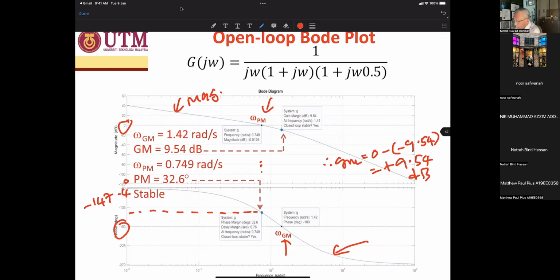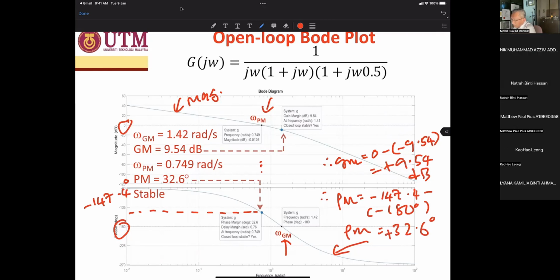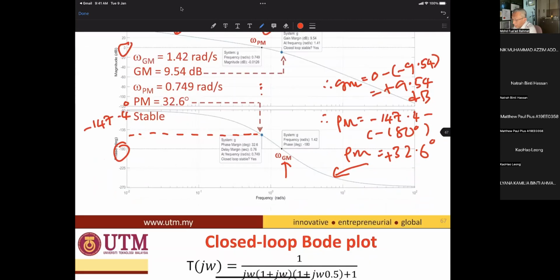And then the phase margin will be minus 147.4 minus minus 180 degrees. So it will be 32.6 degrees. Okay, phase margin positive. So positive gain margin and positive phase margin, that is the indicator that the system is stable.